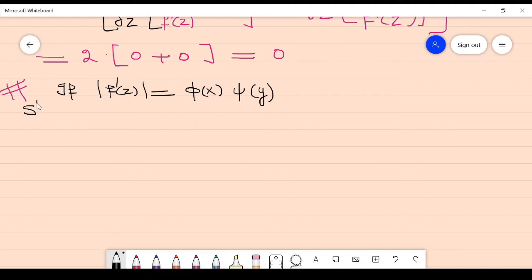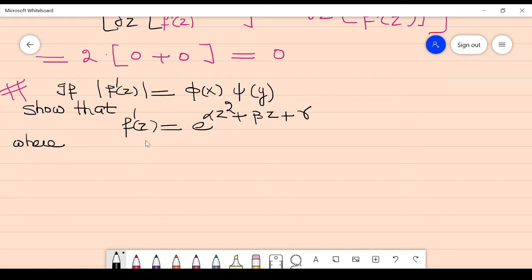Question is show that f dash z is equal to e raised to power alpha z square plus beta z plus gamma, where alpha is a real number, and beta and gamma are complex constants.